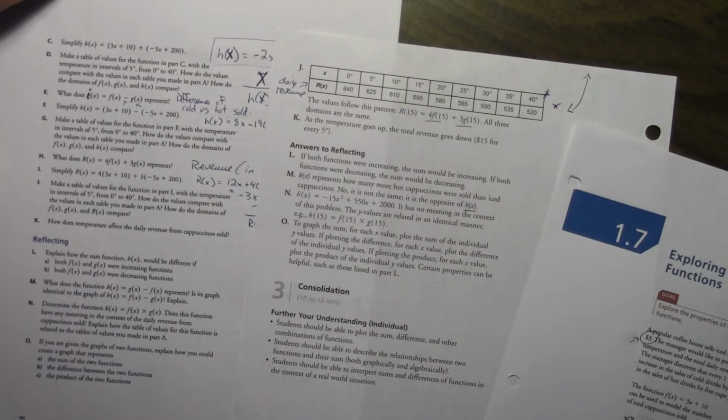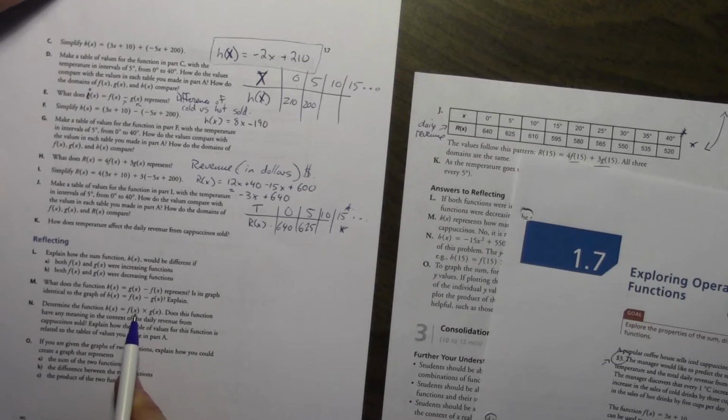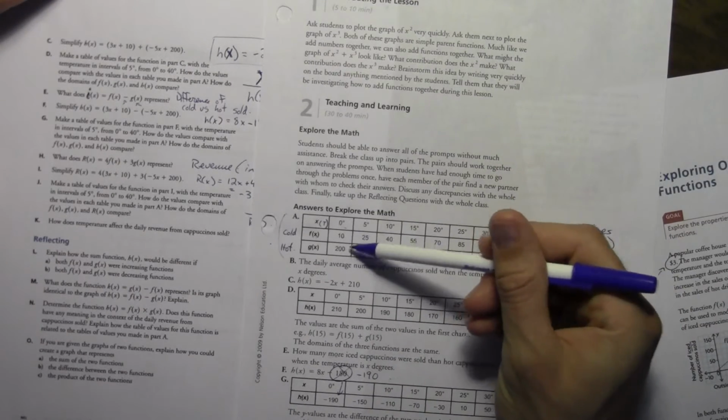Okay? Determine the function f at x times g at x. Does this function have any meaning in the context of the daily revenue from cappuccinos sold? So the number of cold sold times the number of hot sold. Would that have any meaning? No, that has no meaning. Explain how the table of values of this function is related to the table of values of part A. Well, you would just multiply those results that were made in A. Okay? You would just take these results and multiply them. 2,000 wouldn't have any sense whatsoever.